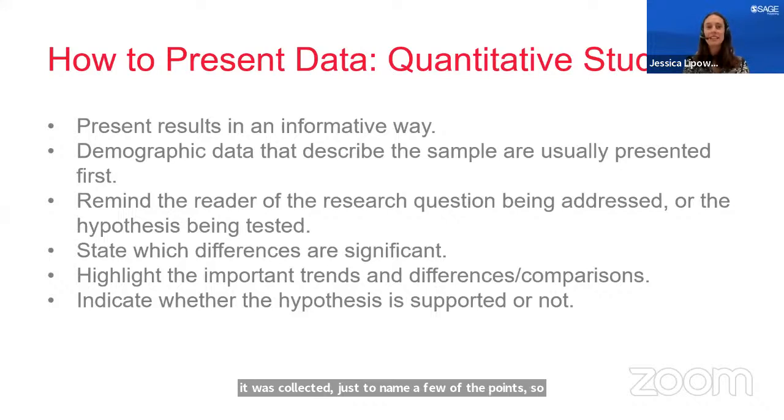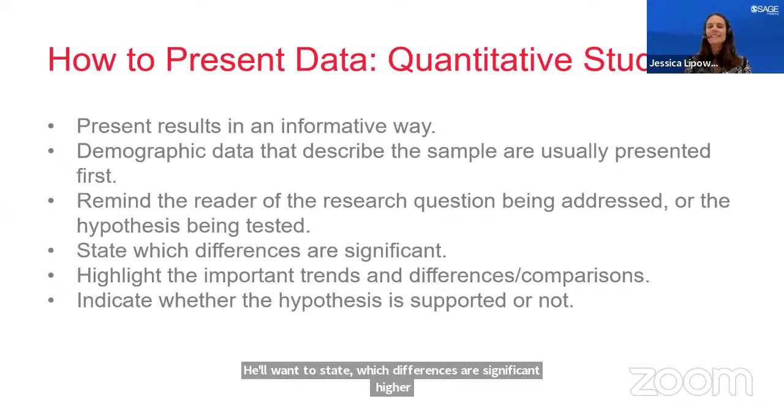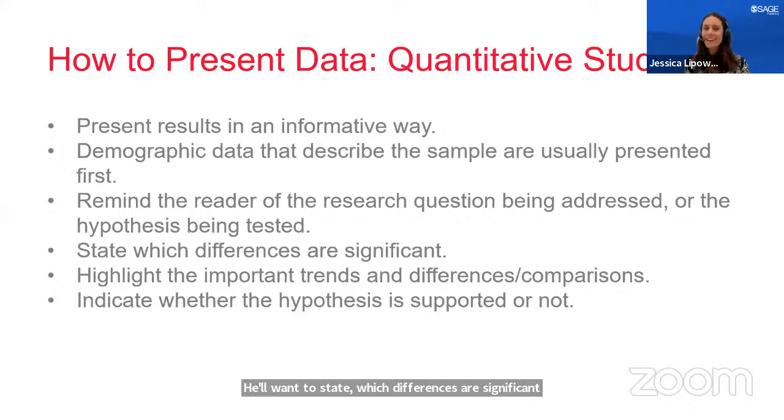So with quantitative studies, we can present results in an informative way. Demographic data describes the sample and is usually presented first. You can remind the reader of the research question being addressed. You'll want to state which differences are significant, highlight any important trends and differences or comparisons, and then within that presentation, whether the hypothesis is supported or not.